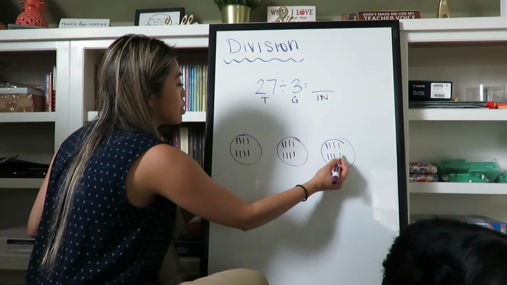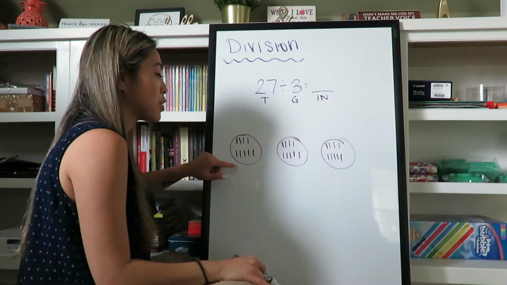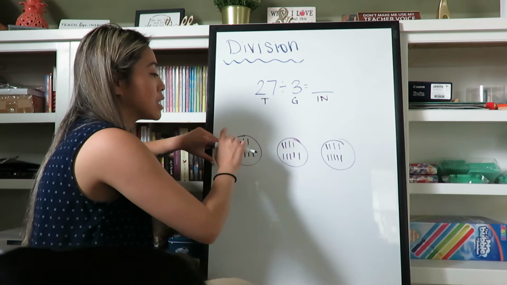1, 2, 3, up to 27. If you take a look at how I tallied, I counted really slowly. I didn't go too fast, because if you go fast, you might mess up your counting. And each tally I put in each group was in the same spot so that it doesn't look messy. It's nice and neat and organized.